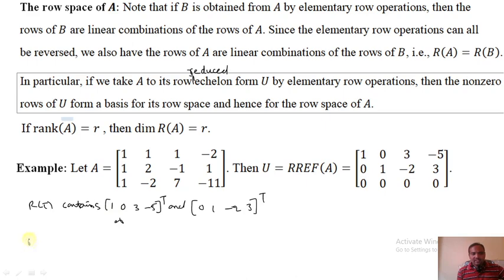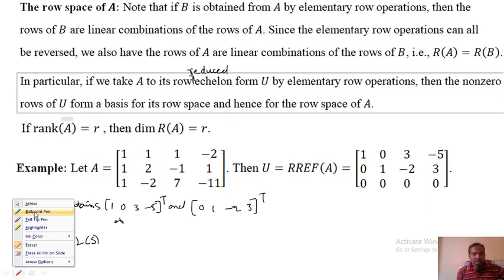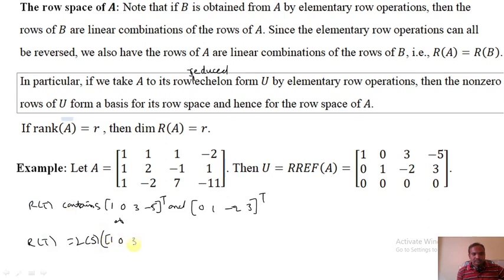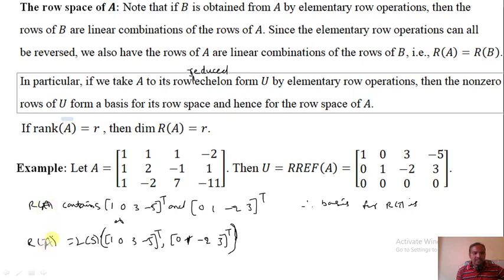Or you can write R(A^T) as the linear span of (1, 0, 3, -5)^T, comma, (0, 1, -2, 3)^T. This is the linear span. If asked what the basis is for R(A^T): a basis means the vectors generating the space. Only two vectors are generating the range space associated with A.